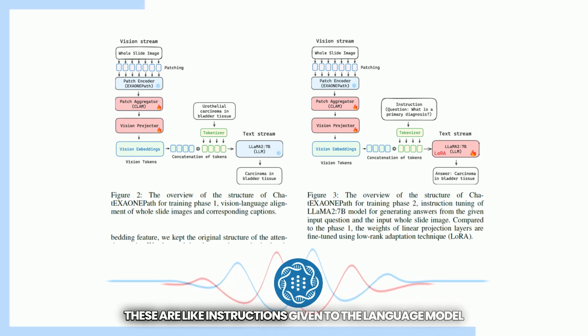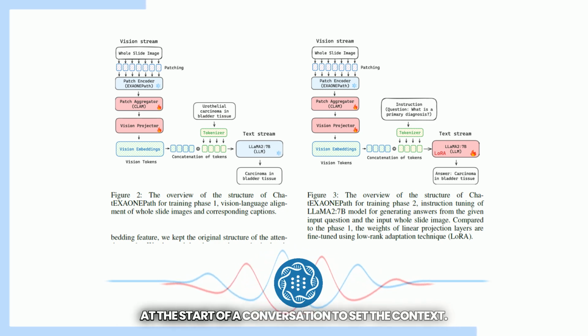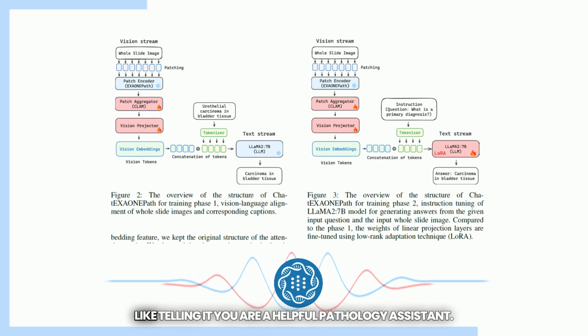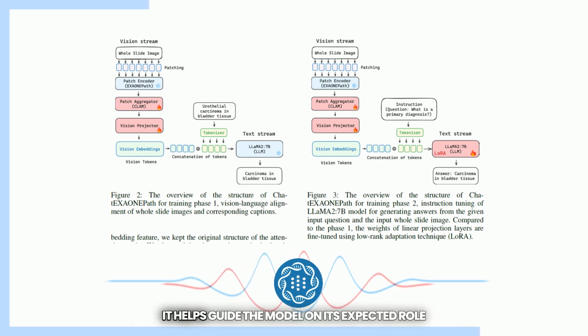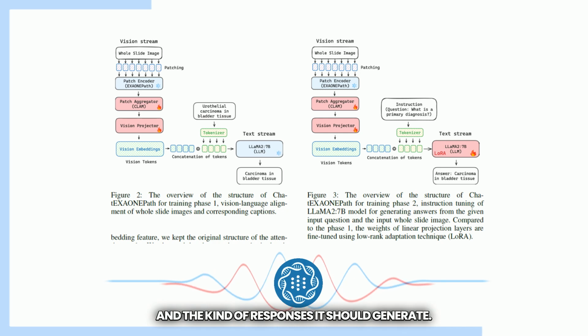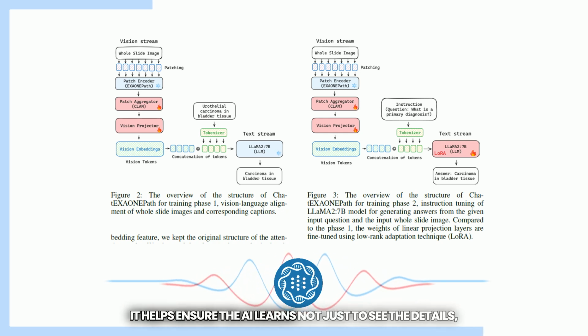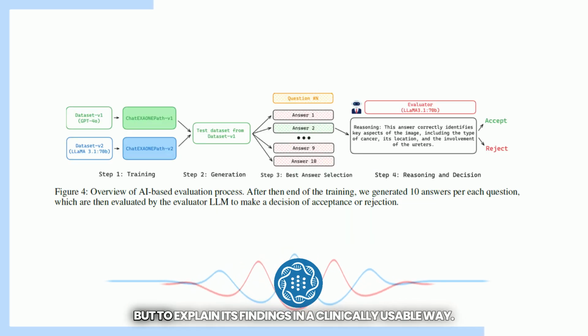These are like instructions given to the language model at the start of a conversation to set the context. Like telling it, you're a helpful pathology assistant. Something like that, yeah. It helps guide the model on its expected role and the kind of responses it should generate. It helps ensure the AI learns not just to see the details, but to explain its findings in a clinically usable way.